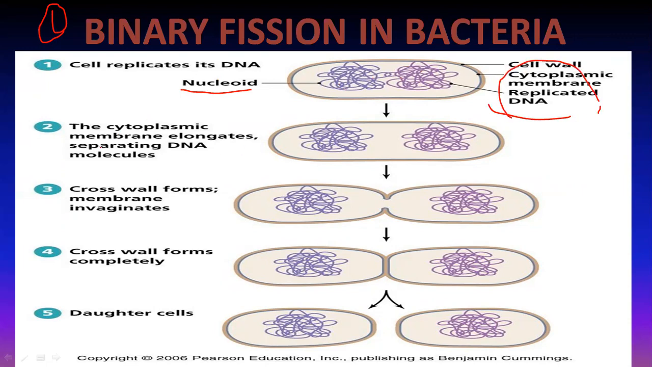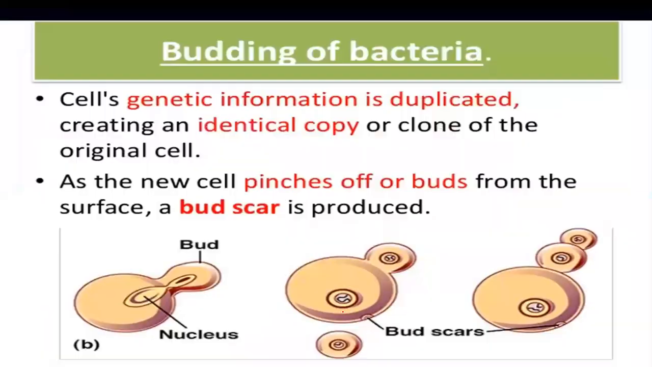When it makes its copy, the cytoplasmic membrane elongates from the center, separating the DNA to each side. When they are separated properly, the cross wall forms and the membrane invaginates. As the invagination gets deeper and deeper, the cross wall forms completely and the two cells are divided. They call it binary fission because it divides into two cells. Bi means two and fission means breakdown, so it breaks down into two cells. That's why it's called binary fission in bacteria.